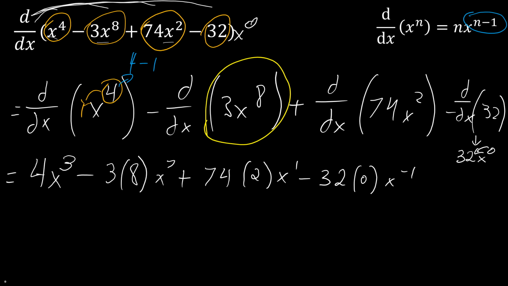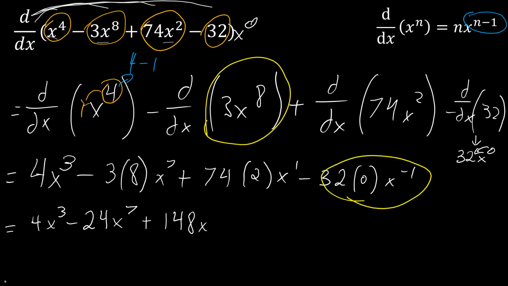So now we almost have our derivative. Let's simplify everything. 4x cubed minus, what is 3 times 8? 3 times 8 is 24 x to the 7th, plus 74 times 2, that's 148. And then x to the 1, you can just leave it as x. And since this last part is all just 0, we don't have to put anything here. So there you have it. F prime of x is equal to this expression right here.